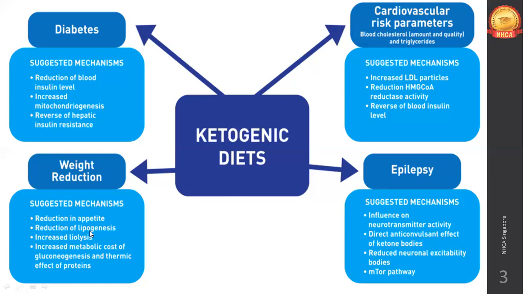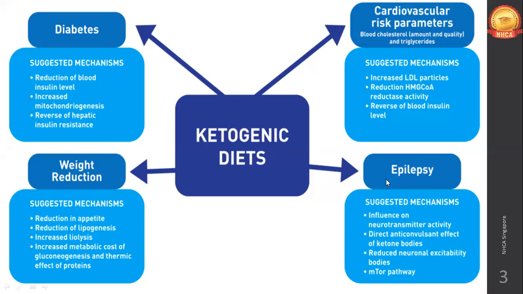Reduction in your appetite, your lipogenesis, the way lipids are formed, increased lipolysis, breakdown of lipids, metabolic cost of gluconeogenesis, that is new glucose being formed from glycogen stores in the body, and thermic effect of proteins are increased. Usually proteins do not have much of a thermic effect if you compare it to carbohydrates, but when you are following ketogenic diet, your body visualizes protein as something that has naturally high heat, and it tries to digest it faster.